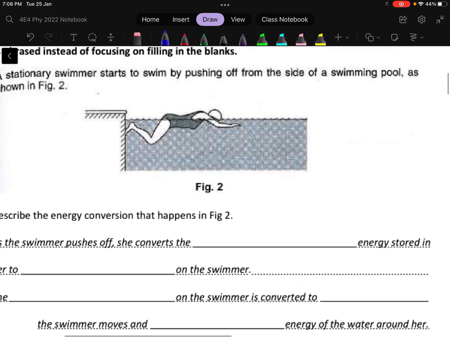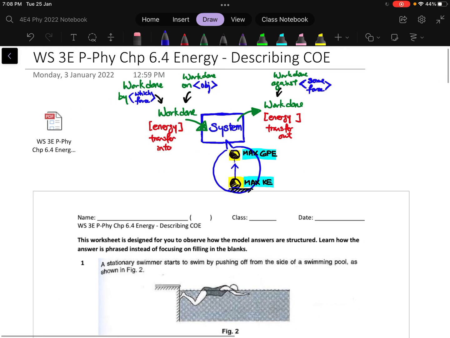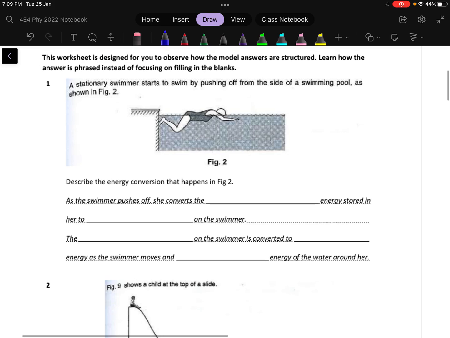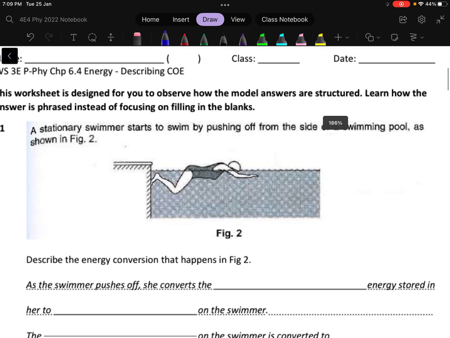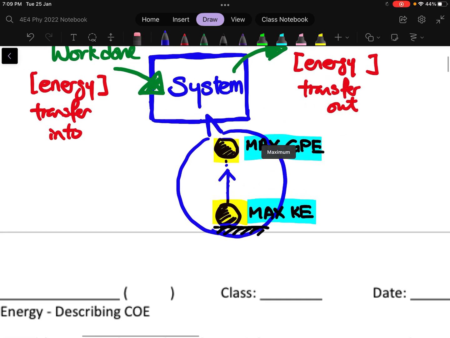Okay, let's try some of these structure questions and see how we can put this concept in action. This question comes from an O-level ten-year series. You have a swimmer that pushes herself off and launches herself. So it is very similar to this case, right?